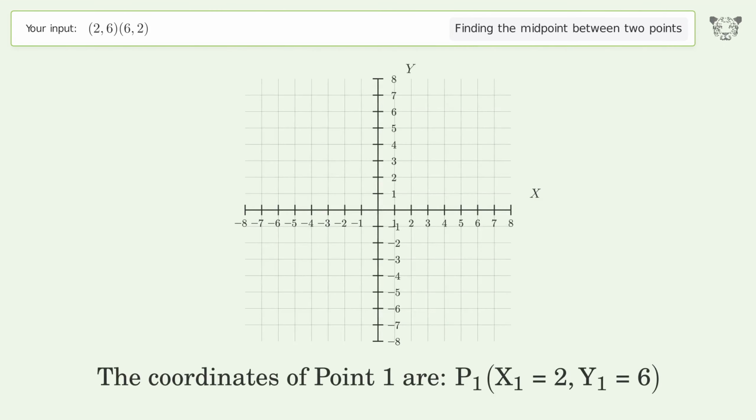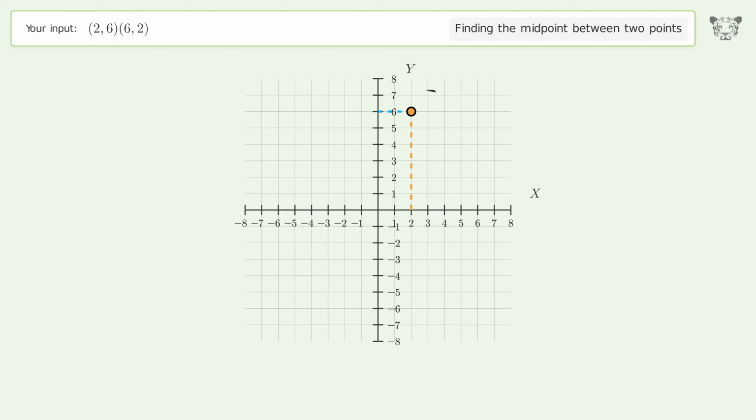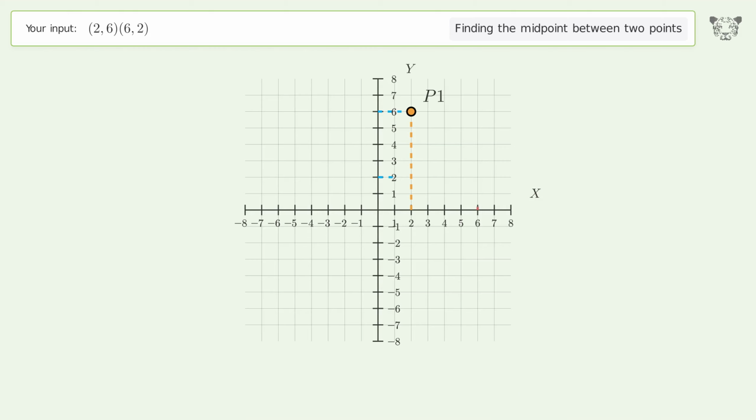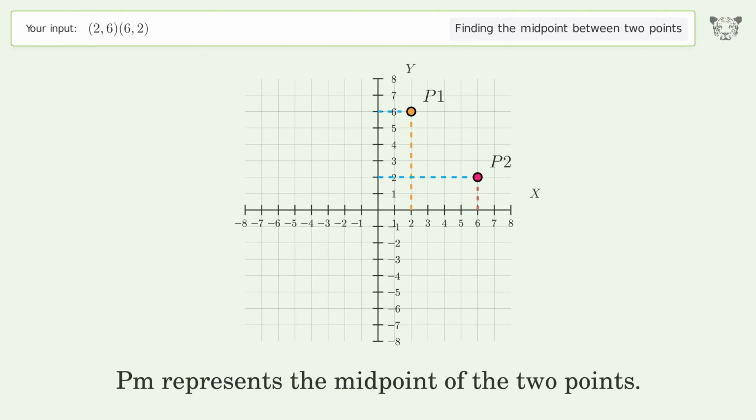The coordinates of point 1 are, x1 equals 2, y1 equals 6. The coordinates of point 2 are, x2 equals 6, y2 equals 2. PM represents the midpoint of the 2 points.